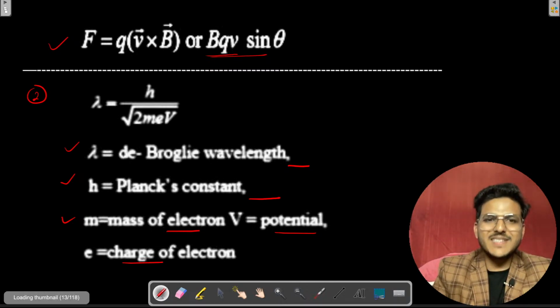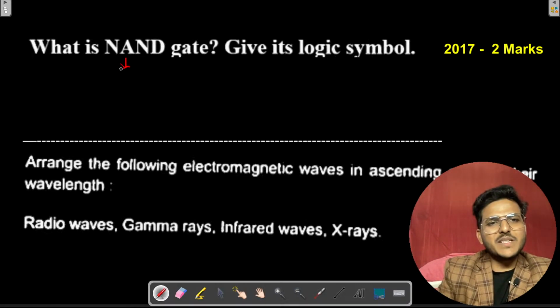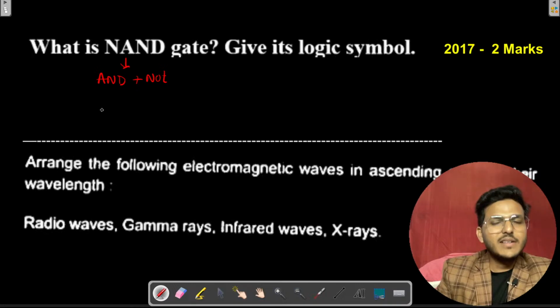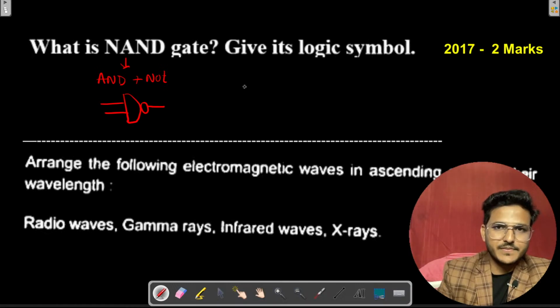Now moving to next. What is a NAND gate? Give its logic symbol. A NAND gate is basically an AND gate plus a NOT gate. This is basically the NAND gate.